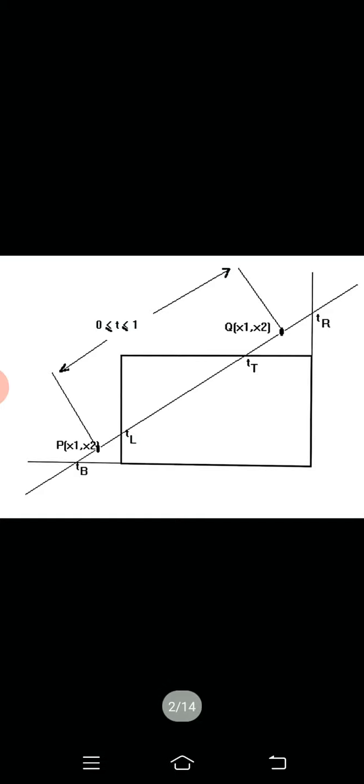In this figure, the rectangle represents the clipping window. We have taken a parameter, small t. The value of t lies between 0 and 1. The value of t can be 0 or can be 1.